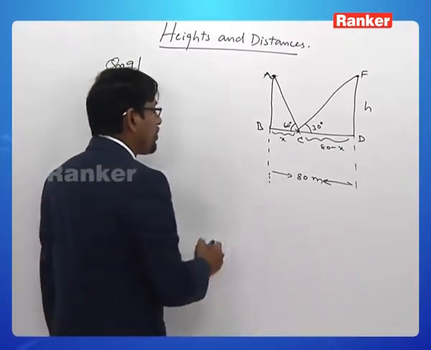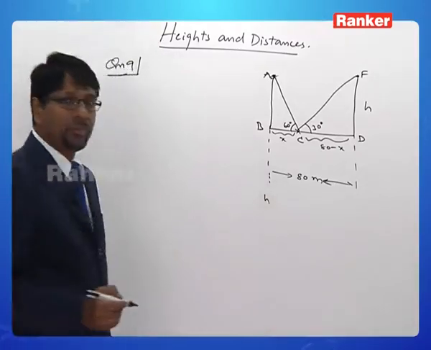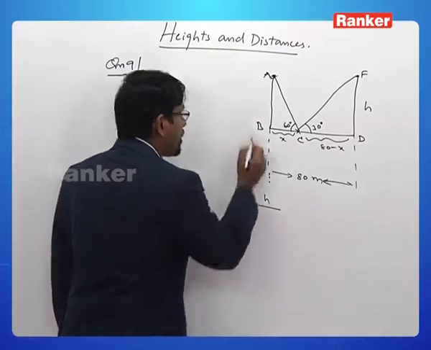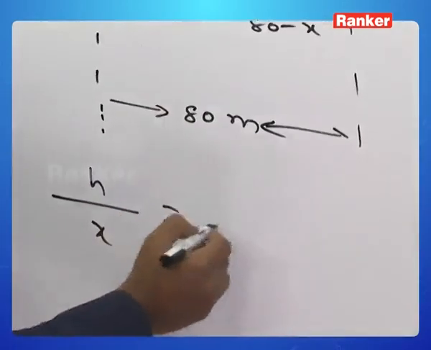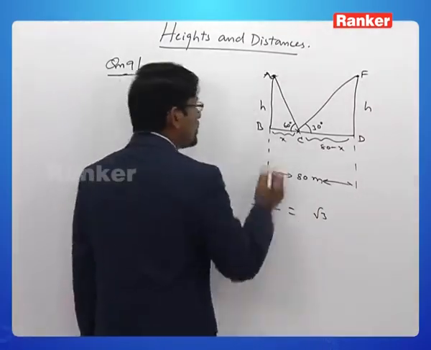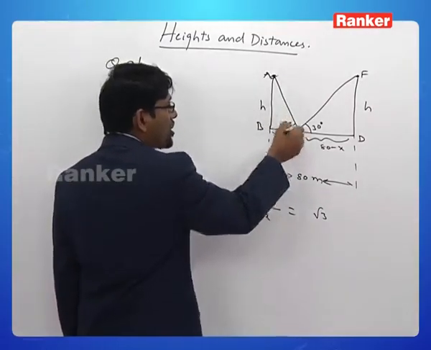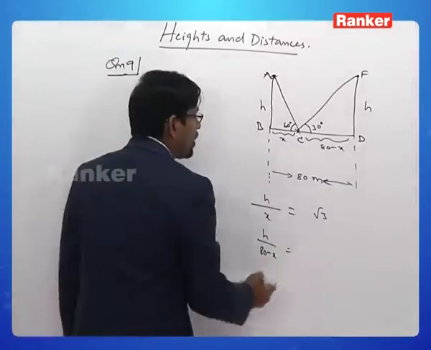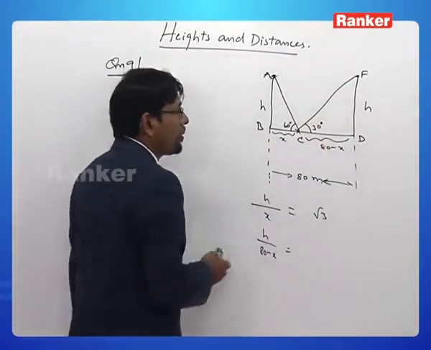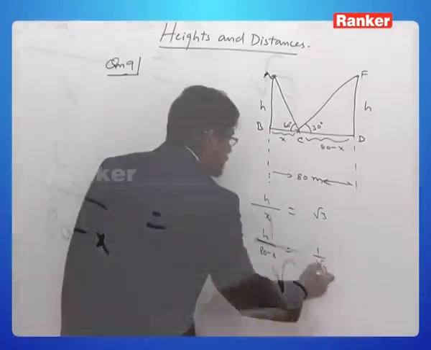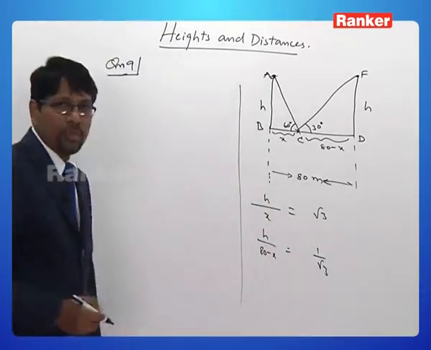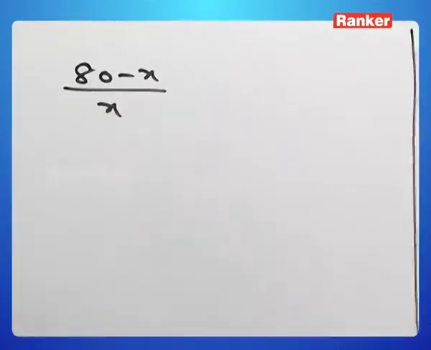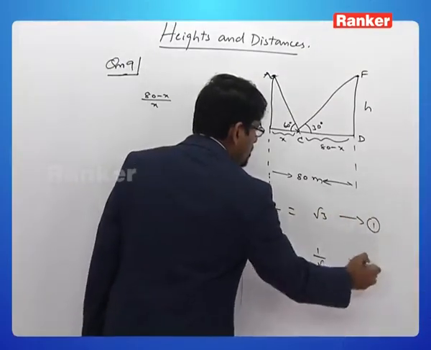So what we can do is frame equations in h and x. h by x is tan 60, that is root 3, and h by 80 minus x is tan 30, that is equal to 1 by root 3. Let us divide one by the other. What do we get?